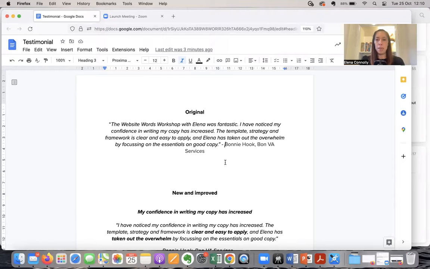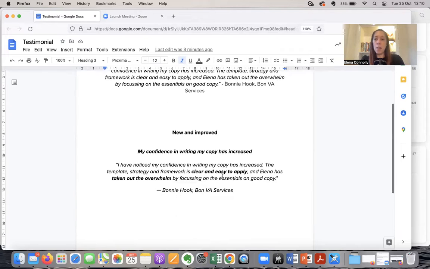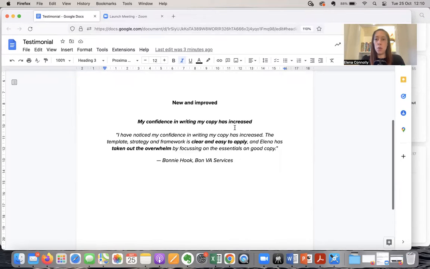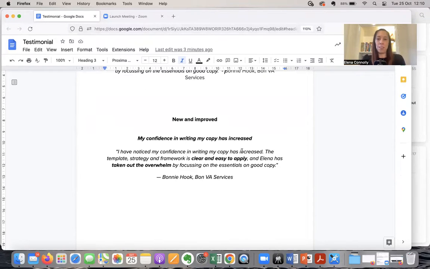Now, as you can see, the words themselves are great. It's a really, really great testimonial, but you don't really feel like you can take in what it says. It's very hard to read because it's all in one block. It's all together. So the first thing I want you to always do when you're creating testimonials is create a title. Always create a title for your testimonial.